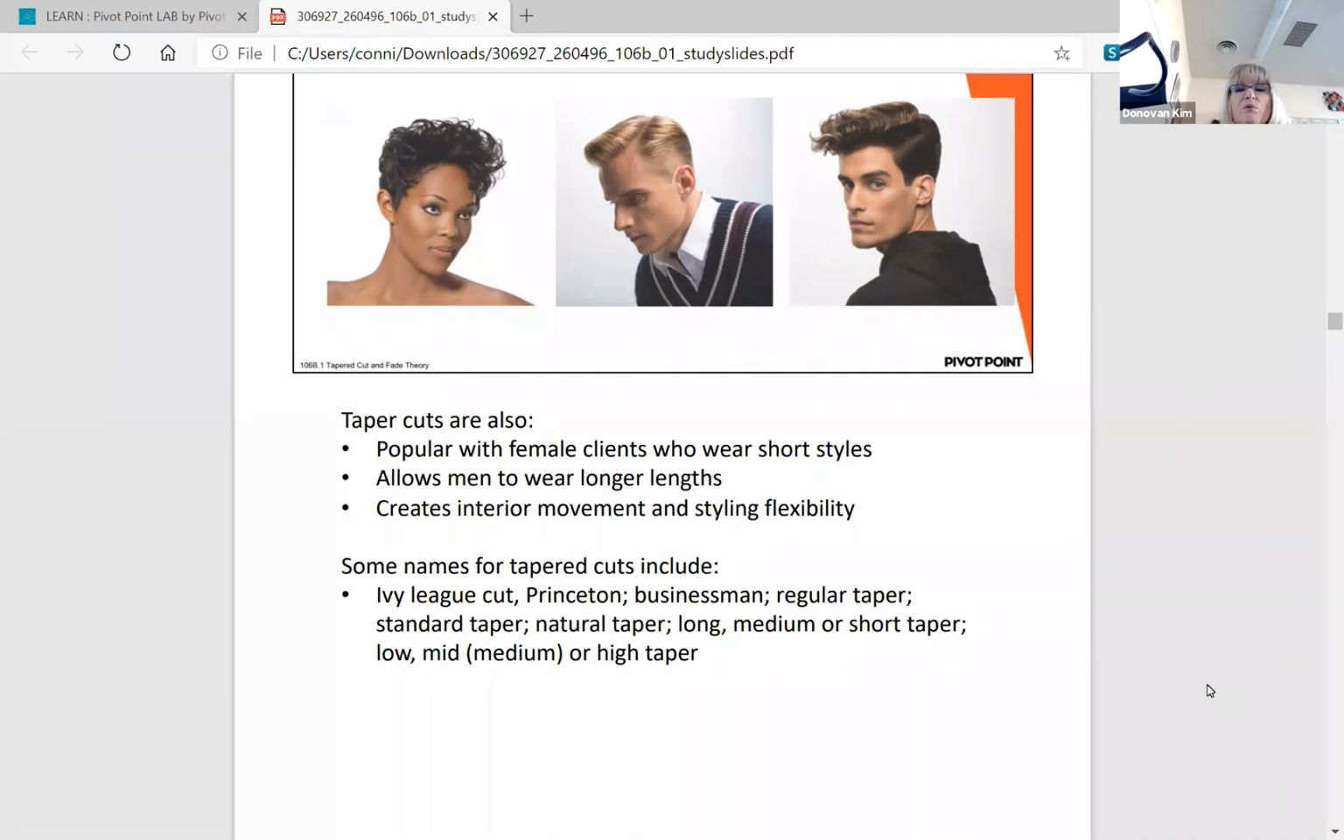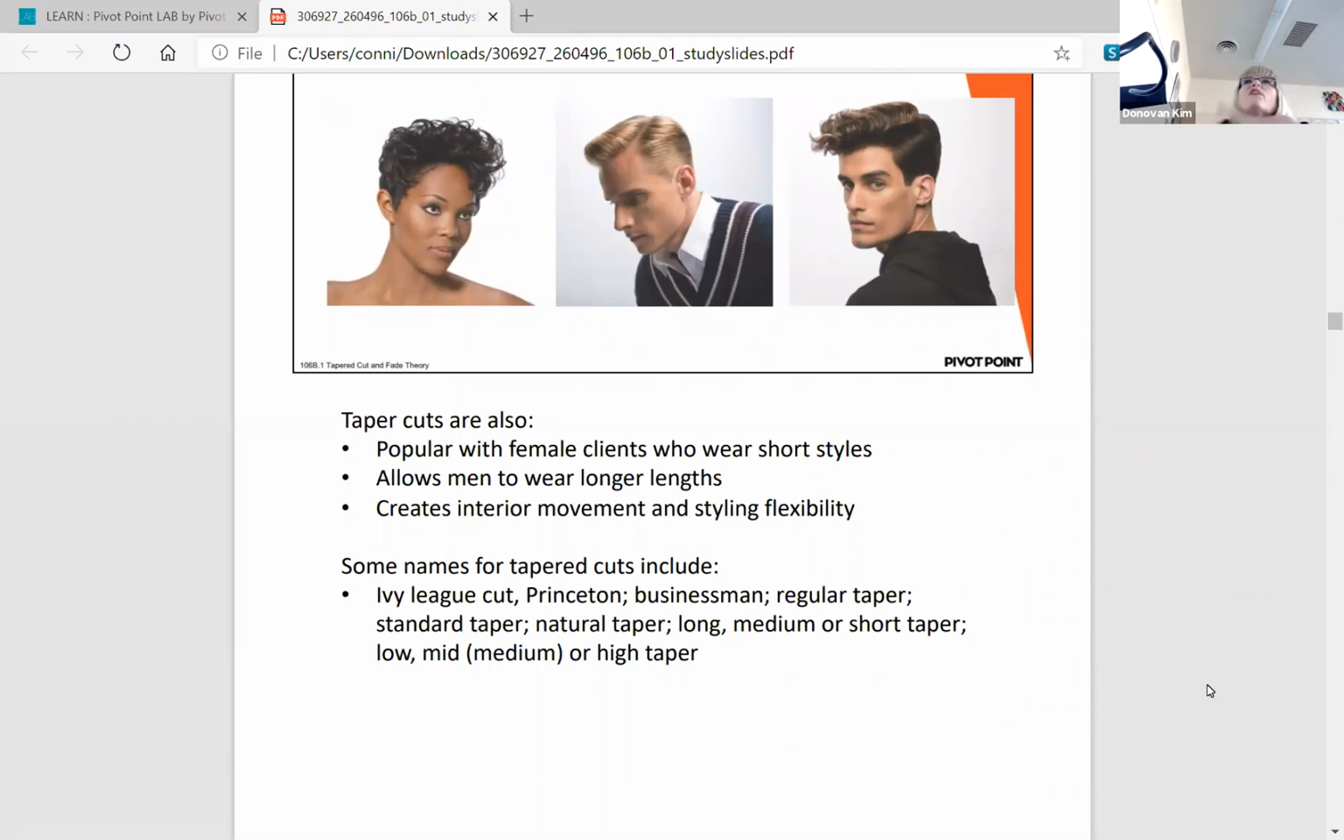So some names used through the years for these haircuts are Ivy League, Princeton, businessman, regular taper, standard taper, natural taper, long, medium, or short taper, low, mid, or high taper. We're pretty familiar with low, mid, or high, but Ivy League, Princeton, businessman, regular old man's tapered haircut, regular taper.